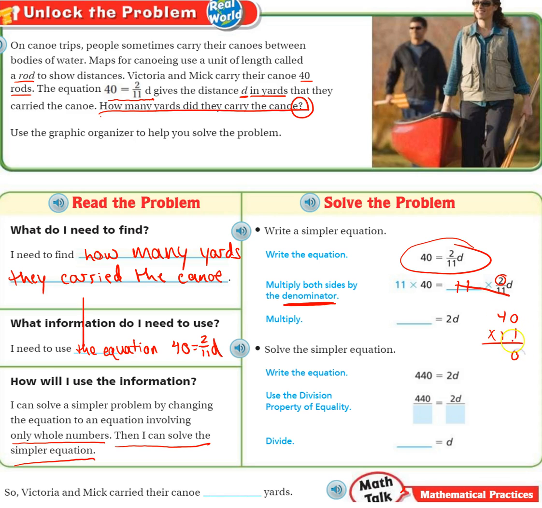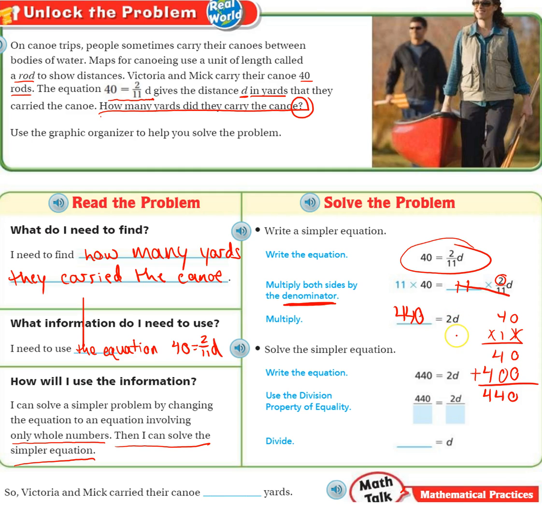1 times 0 is 0, 1 times 4 is 4. Done with that one, 0. 1 times 0 is 0, 1 times 4 is 4. Add it all up, I get 440. So now I have 440 equals 2d. My fractions are gone. Now it's much simpler for me to solve.